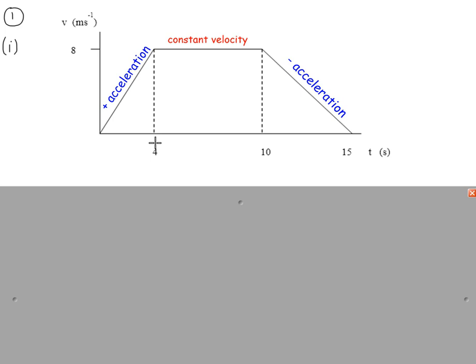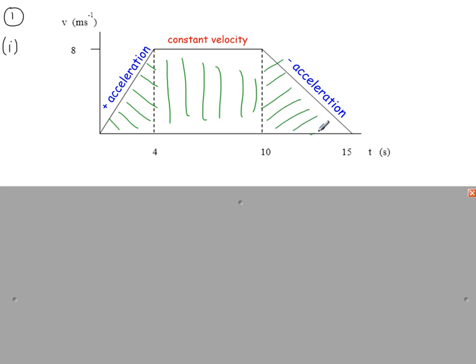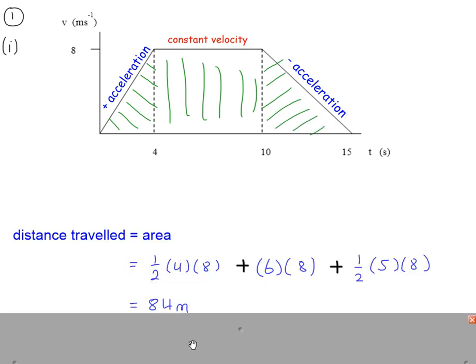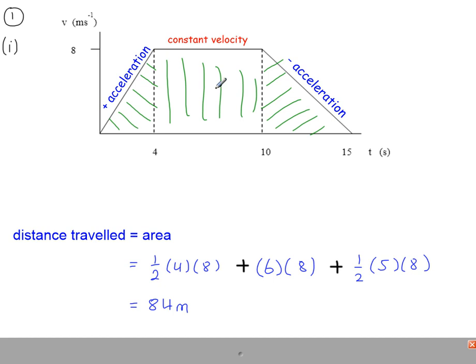And we've got various times here. T is 0, T is 4 seconds, 10 seconds, and 15 seconds. Another interesting feature of this graph is that if you calculate the area under the graph, the area in this region will represent the distance travelled. The area in this region, the rectangular part, represents the distance travelled here. And likewise, this region represents the distance travelled here. So the total distance travelled, so the triangle, the rectangle, and the triangle here is 84 meters.